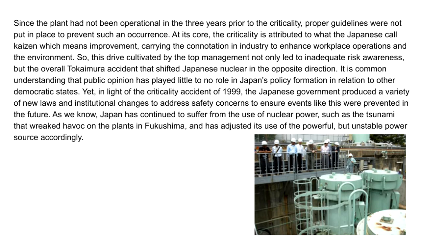Yet in light of the criticality accident of 1999, the Japanese government produced a variety of new laws and institutional changes to address safety concerns to ensure events like this were prevented in the future. As we know, Japan has continued to suffer from the use of nuclear power, such as the tsunami that wreaked havoc on the plants at Fukushima, and has adjusted its use of the powerful but unstoppable power source accordingly.